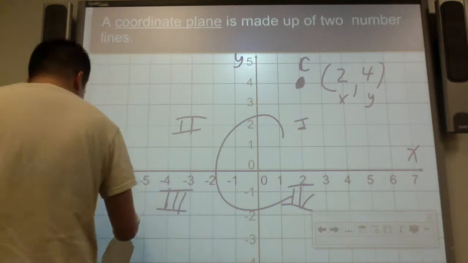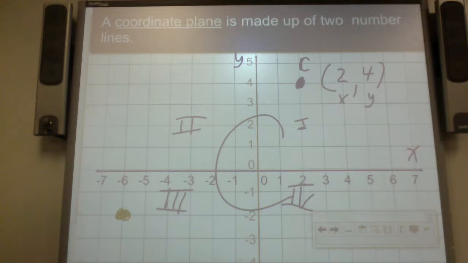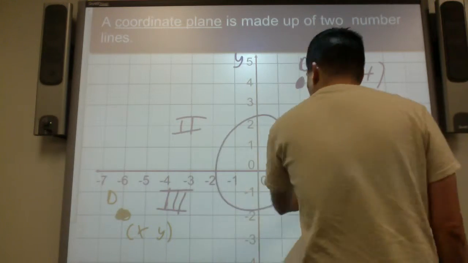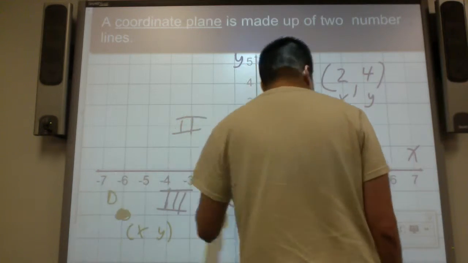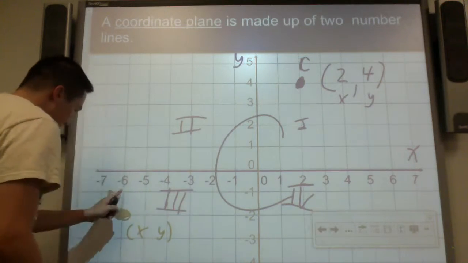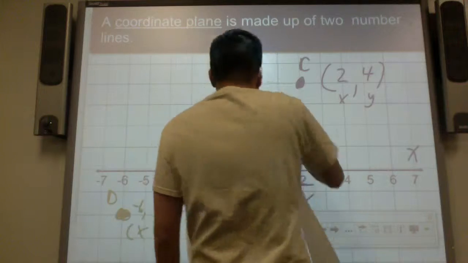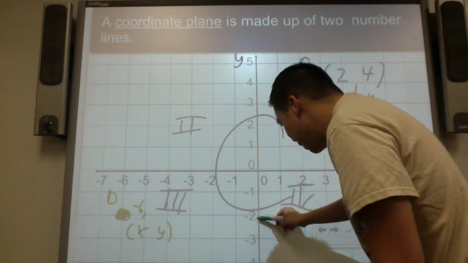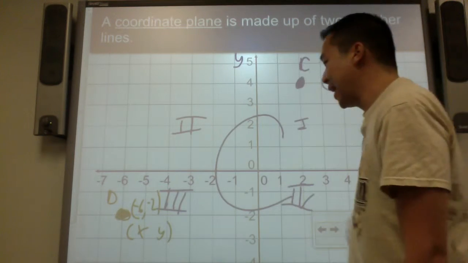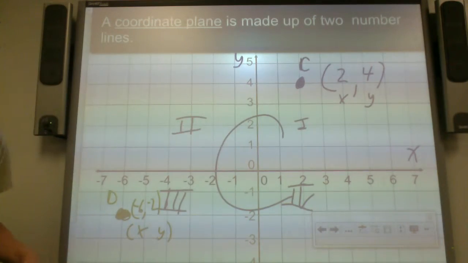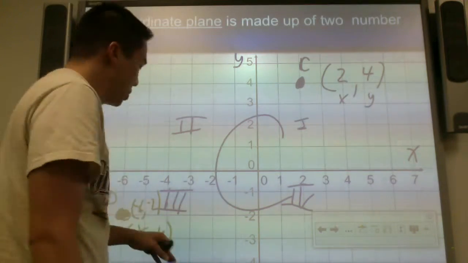What about this one right here? Can you tell me the numbers for this ordered pair D, point D? Well, I know it's, again, x, y. So which integer right here from the x-axis or x number line, what would it be? It would be -6. Which number from the y-axis would it be? It looks like -2. So it's -6, -2. Which quadrant is it located in? Quadrant 3. Again, what characterizes ordered pairs in quadrant 3? Both negatives.